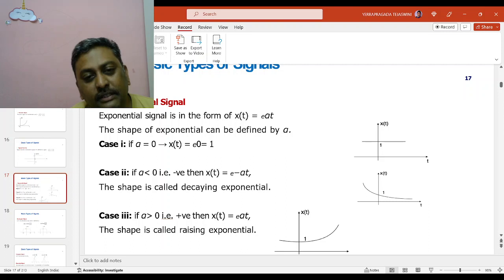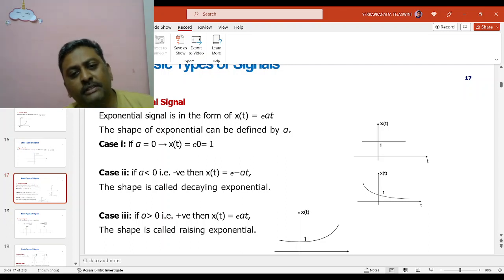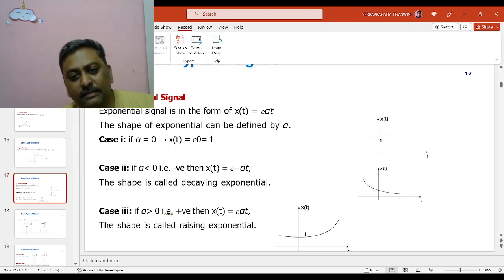If a is equal to 0, x of t is equal to e power 0. E power 0 is always equal to 1. And when a is less than 0, that is negative, x of t is equal to e power minus at. The shape of this exponential is called a decaying exponential.